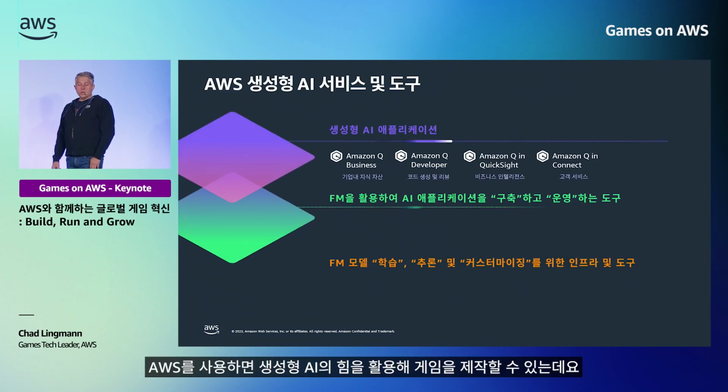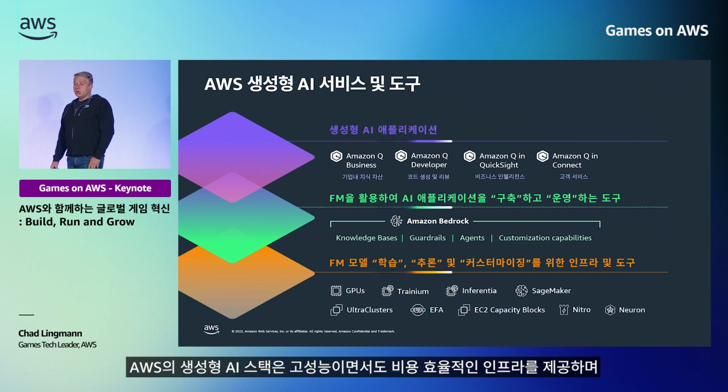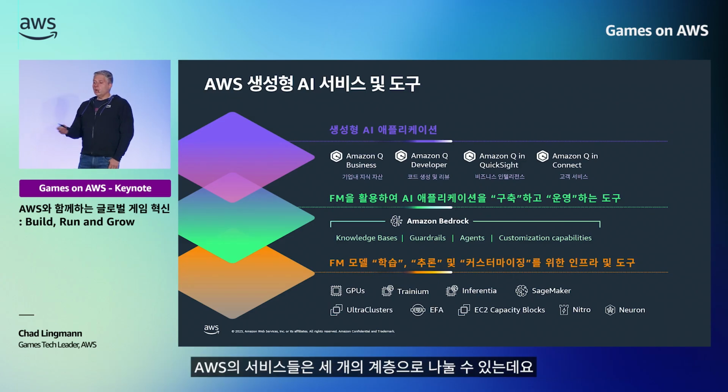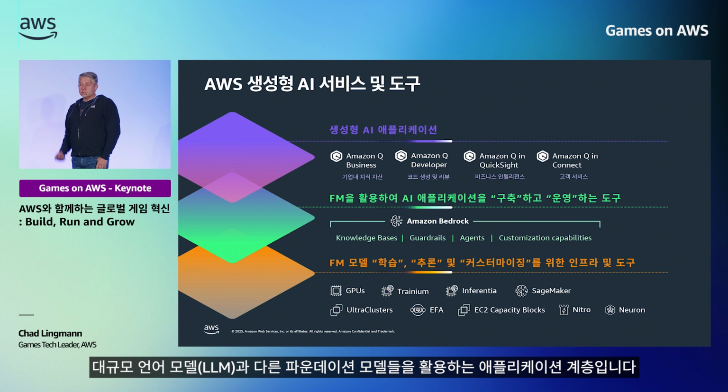With AWS, you can harness the power of generative AI to build your game. The generative AI stack offers performant, cost-effective infrastructure with secure and easy ways to build and scale games using a variety of foundation models. If we group all of our AWS offerings into 3 layers, the top layer here empowers everyone to use Gen AI with applications that leverage large language models and other foundation models.